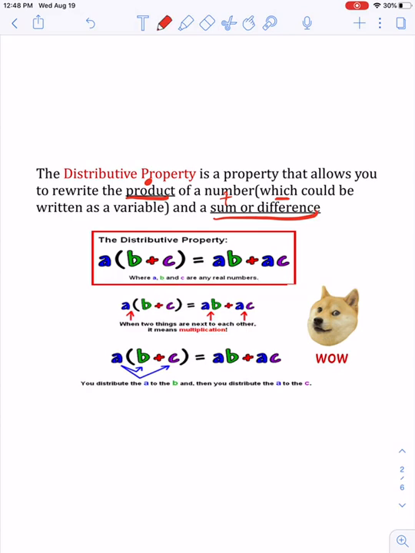So basically what the distributive property says, if I have some number or variable times some sum in parentheses, in this case it's a sum, whatever is on the outside of that parentheses, we're multiplying. I have to take A times B and I have to take A times C. I have to distribute that multiplication of the term on the outside of the parentheses to everything on the inside. So I have A times B plus A times C.